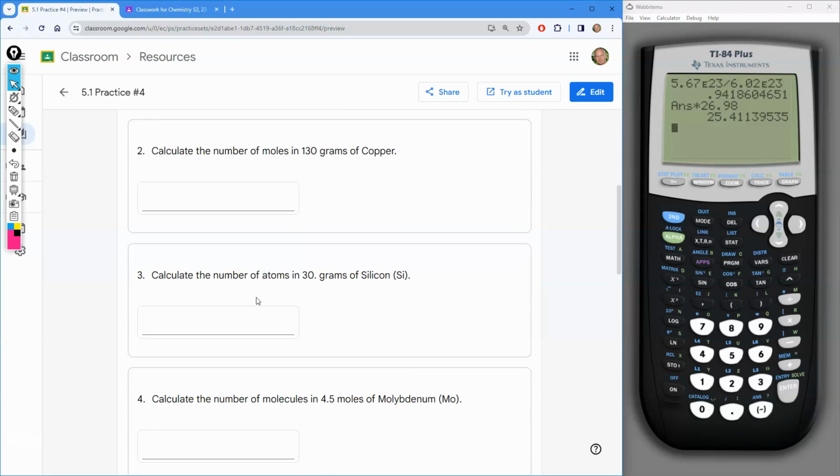All right, let's move on to number 2. Number 2 says calculate the number of moles in 130 grams of copper. Okay, so this one is only a 1 step. To go from grams to moles, that's only 1 step. So we just need our molar mass. So we have 130 grams of copper, and we only need 1 step to convert that.